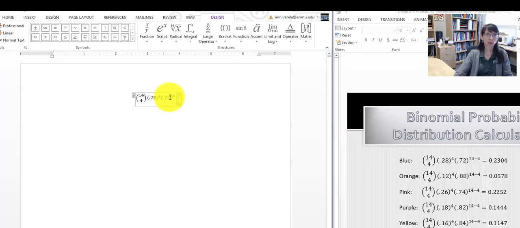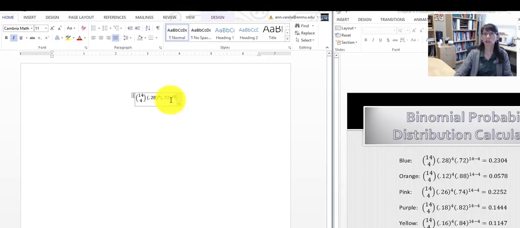To find the exponent needed here, you're taking n minus x, or 14 minus 4, and that would give me 10. Once you have all of your numbers entered, you're going to click on the box on the upper left-hand corner so that everything in your formula is selected. You could then control C to copy, and then control V to paste that into your PowerPoint.